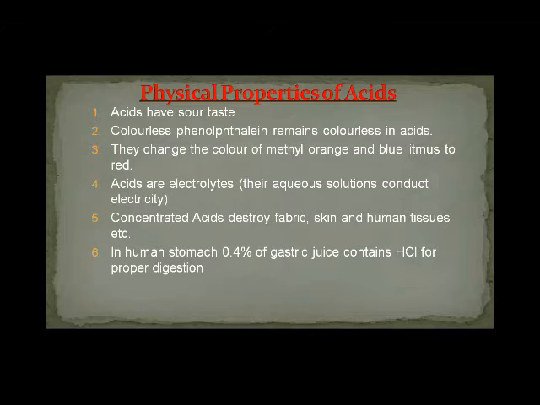Before going into the details of the topic, we must know what an acid is. Acids are those substances which produce H+ ions in aqueous solution. There are different types of acids, organic and inorganic. Some are natural and some are synthetic, which are prepared in the laboratory. Names of different acids are hydrochloric acid and sulfuric acid. These are all examples.